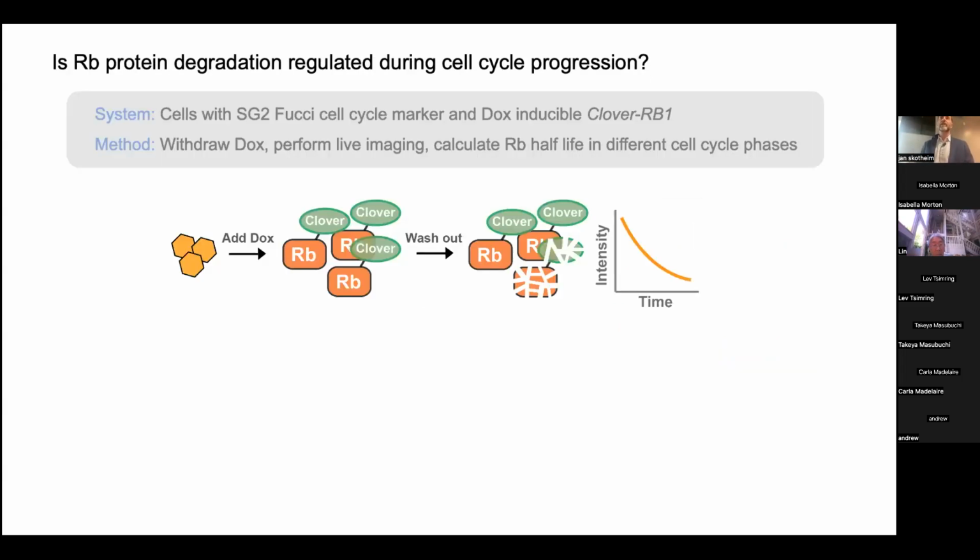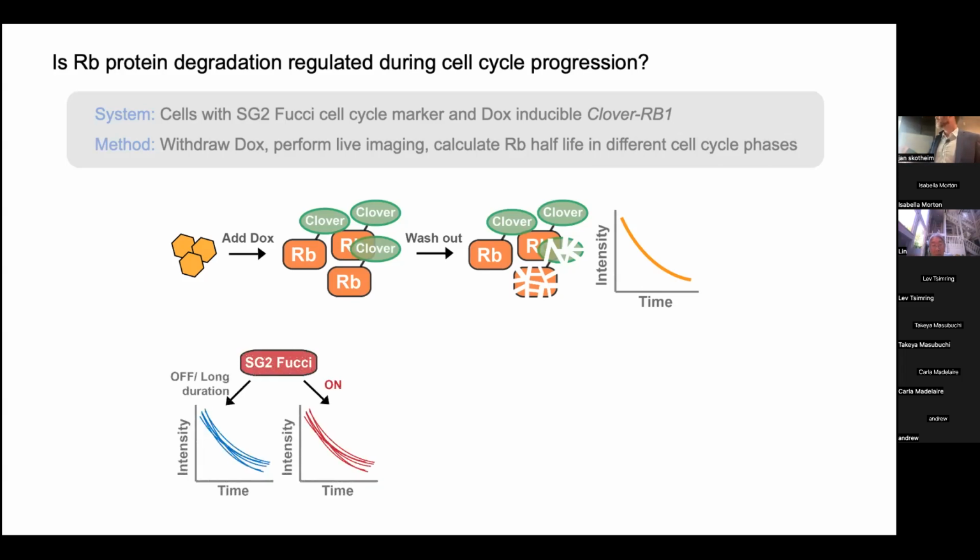I'll show you the key experiment which convinced us that protein degradation was the answer here. We introduce into these human cells a doxycycline-inducible allele, which expresses RB fused to a green fluorescent protein. We can wash out the doxycycline, turning off the synthesis, and then observe how the total protein intensity, the amount of that protein, decreases over time in those cells, watching the degradation.